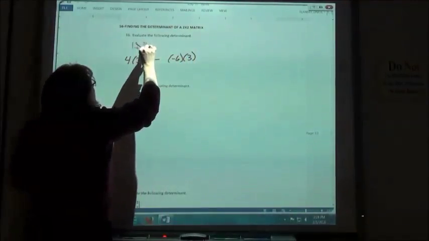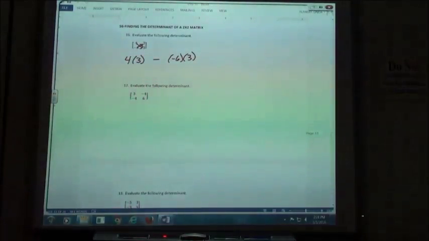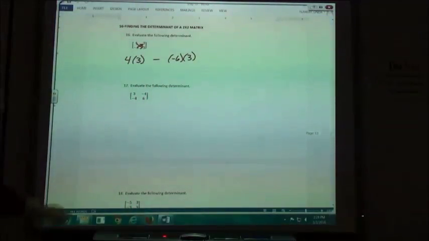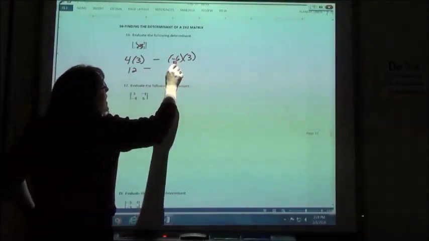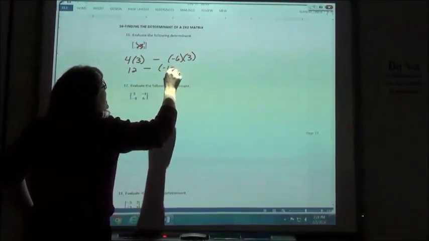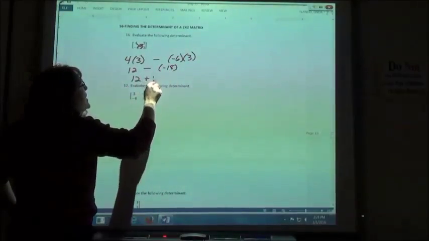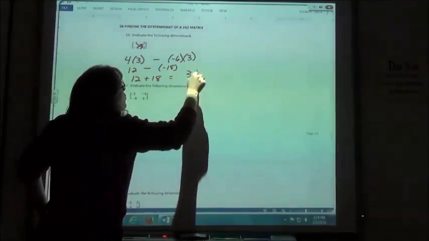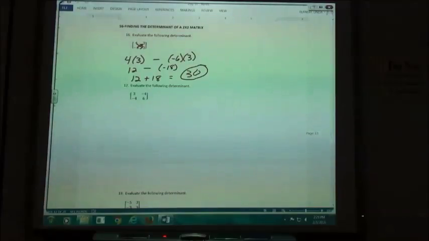So I'm taking this one times this one, that one times that one, and you're subtracting the cross products. So 4 times 3 is 12. I'm going to subtract. Negative 6 times negative 3 is negative 18. When I do 12 minus a negative, I actually end up adding, and so 30 is the value of my determinant. So always starting in that upper left-hand corner and subtracting my cross product.